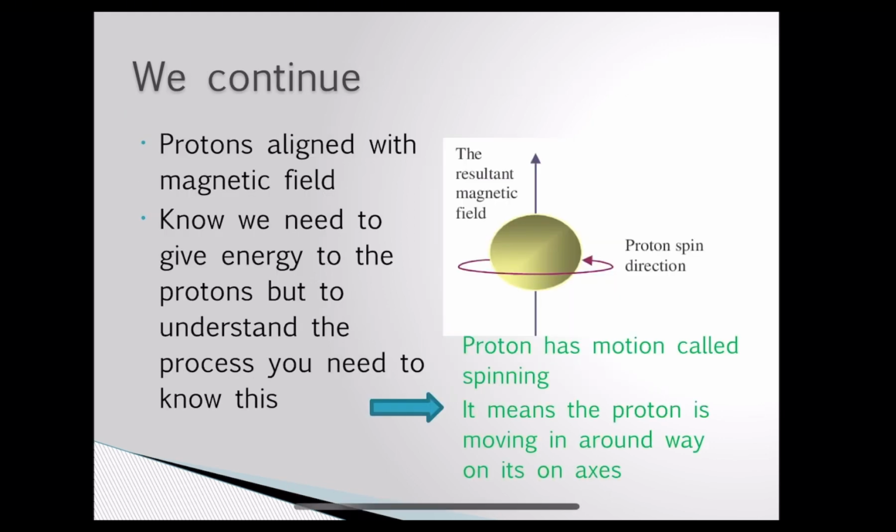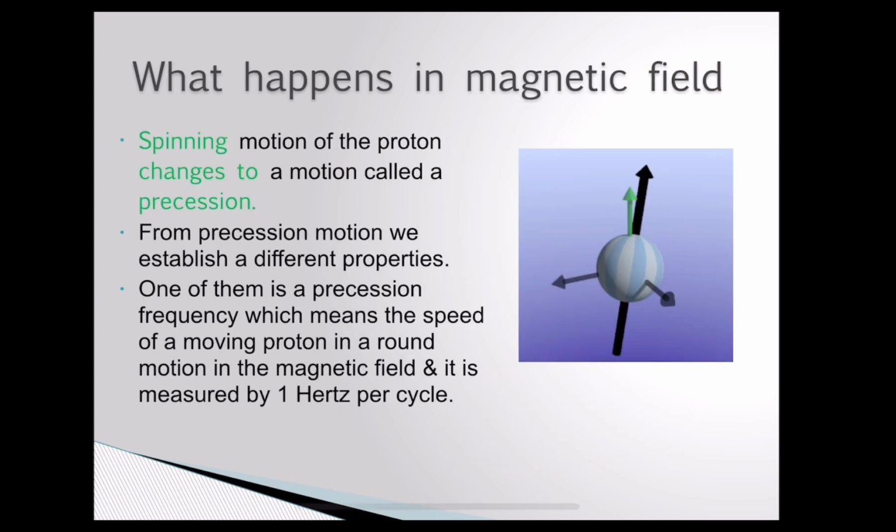We continue. Protons align with the magnetic field. Now we need to give energy to the protons, but to understand the process you need to know this. Protons have a motion called spinning. It means the proton is moving in a round way on its own axis. When we put the protons inside the magnetic field, the spinning motion of the proton changes to a motion called precession. You can see in the diagram how the proton moves.